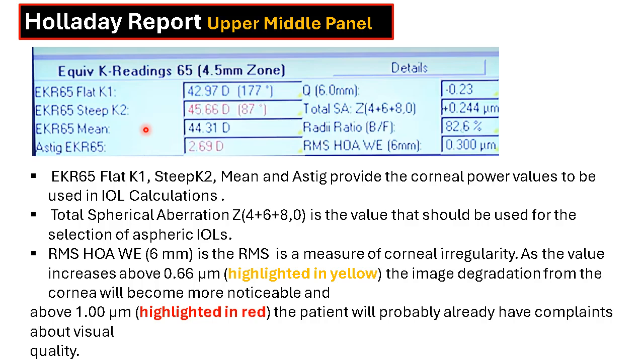surface of the cornea. The 65 stands for the 65th percentile. It doesn't take the average, which is the 50%, but it takes the percentile of 65. So it is named effective keratometric reading, EKR 65, for both the flat and steep meridian and the astigmatism.